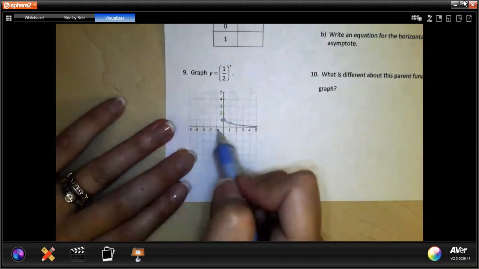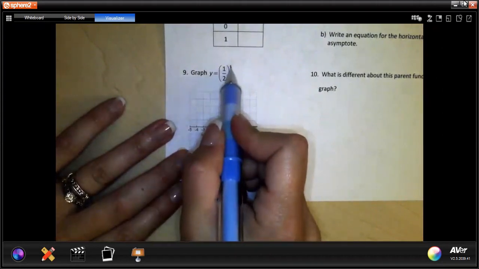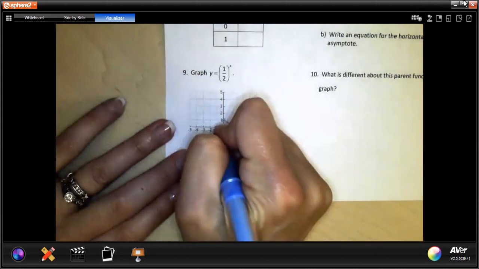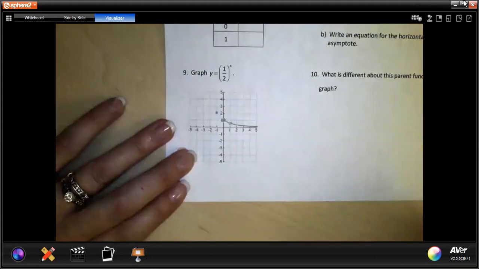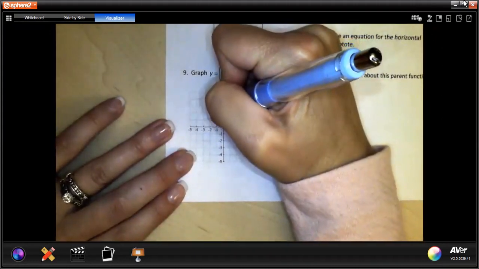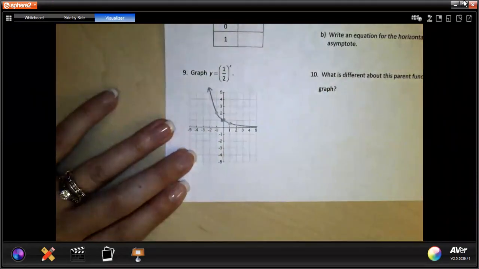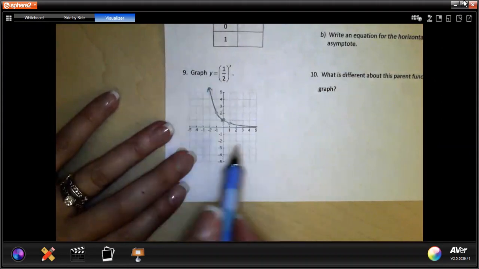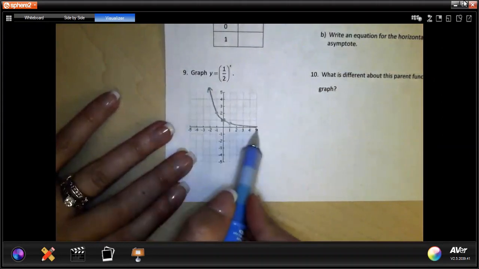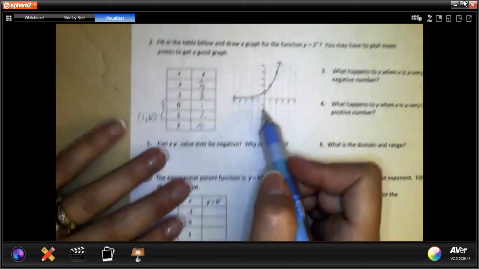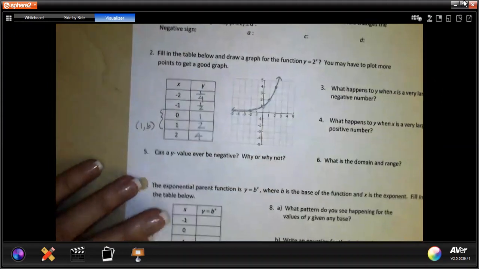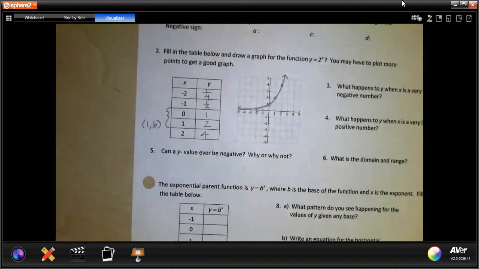If we wanted other points, so -1, if we place that here, a negative exponent does the reciprocal. So this would flip and give me 2. So at -1, we have the next point over at 2. So you notice that it grows very quickly on this side here. So this is a parent function for a decay. So 1/2 to the x power is one of our parent functions, and it will look like this. 2 to the x power looks like this here. Those are the two main parent functions that we'll be using in order to graph.